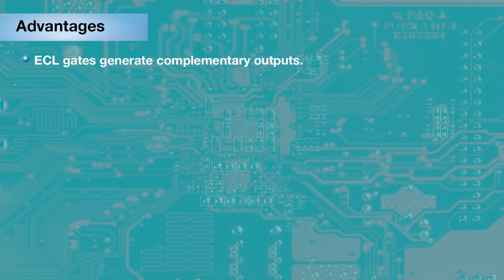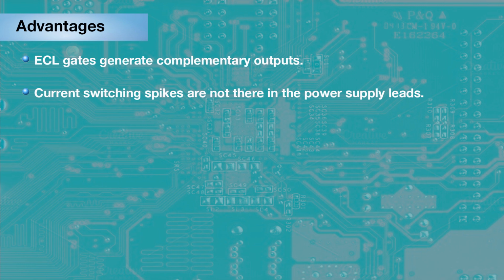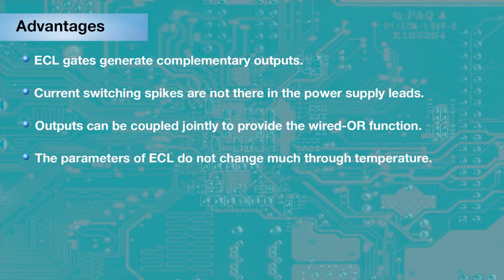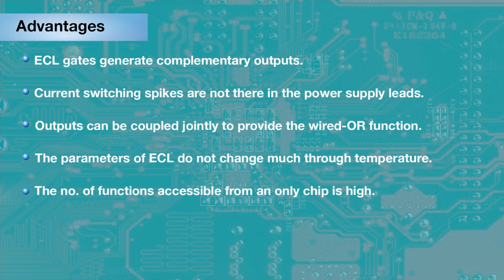ECL gates generate complementary output. Current switching spikes are not there in the power supply leads. Outputs can be coupled jointly to provide the wired OR function. The parameters of ECL do not change much with temperature. The number of functions accessible from a single chip is high.